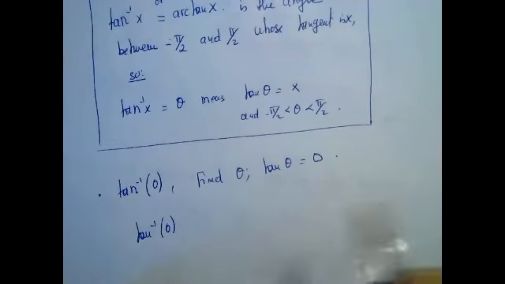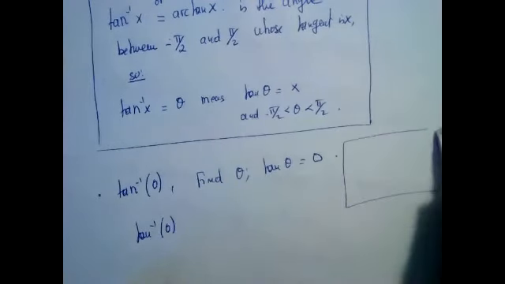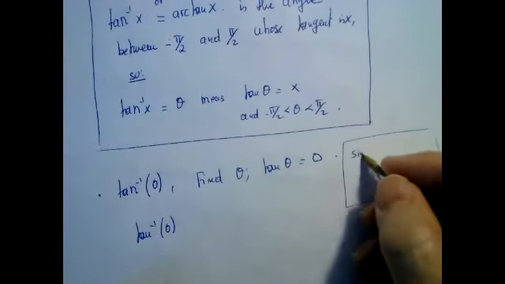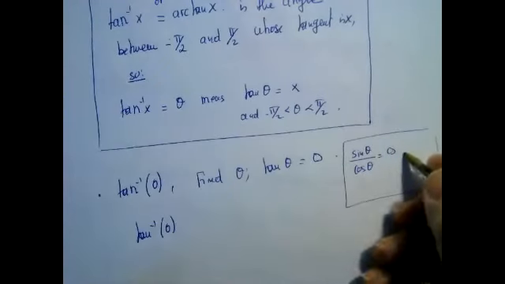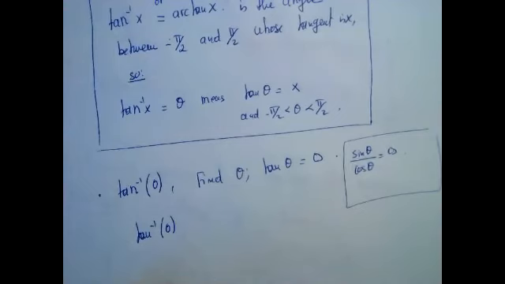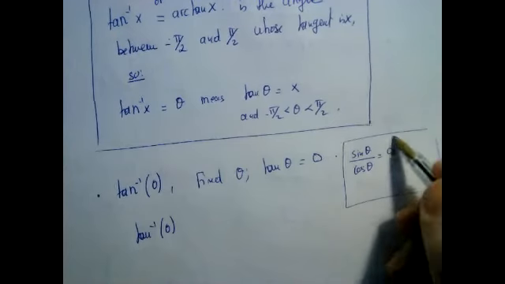Anybody? Just remember, what's tangent? So I'm looking for an angle such that the sine over the cosine is equal to 0. Which angle will give me that? Which angle such that the sine over the cosine is 0? Because that's what the tangent is, sine over cosine. Which angle will give me that equal to 0?